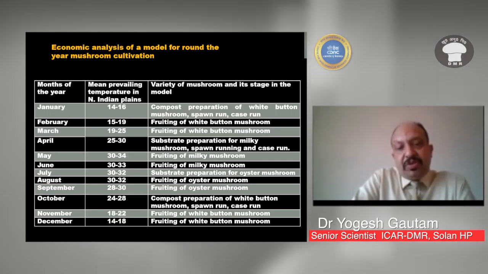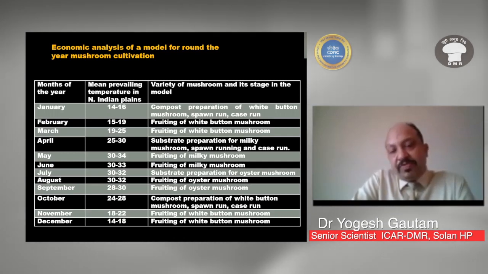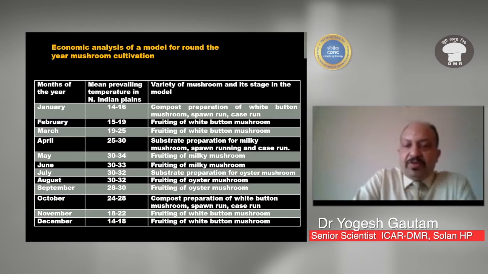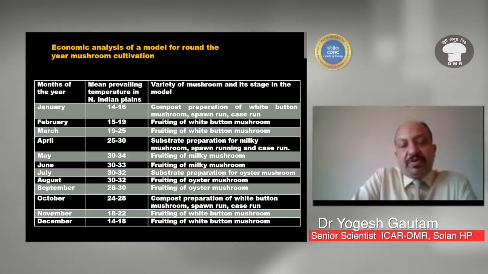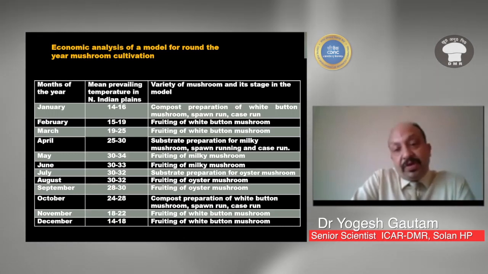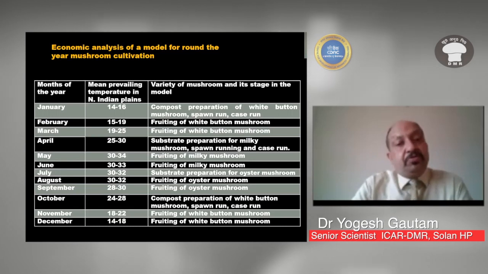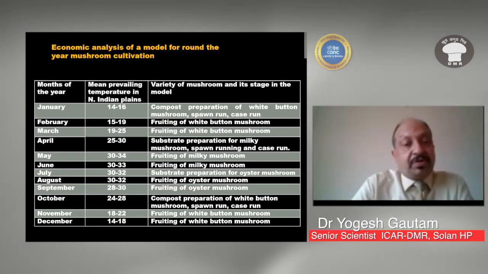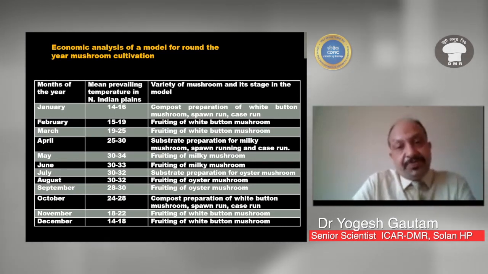So they can grow milky mushroom during May and June, and then after that they can go for preparation of substrate for oyster mushroom. They can grow oyster mushroom during August, September, and then in October they can go again for compost preparation for the white Belgian mushroom, and in November, December, the white button mushroom will be fruiting. So this is the calendar of what we can do in what part of the year.